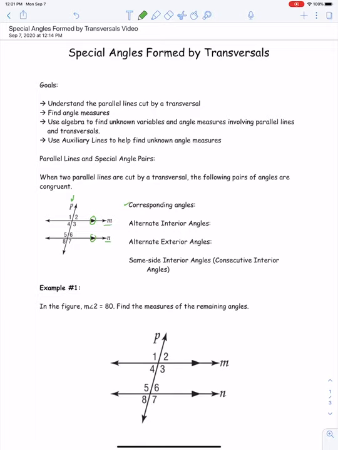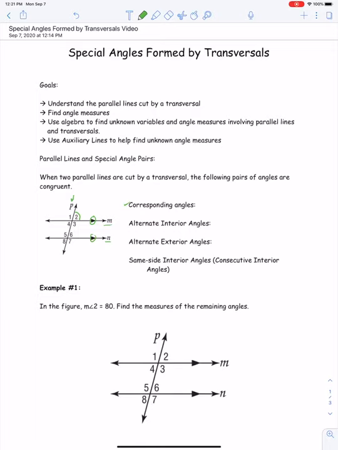Are they on top of the line or are they below the line? And then we want to make sure they're on the same side of the transversal. Are they left side of the transversal or on the right side of the transversal? Okay, so let me show you what I mean. So let's look at angle 2 right now. Angle 2 is on top of line M and to the right of transversal P.